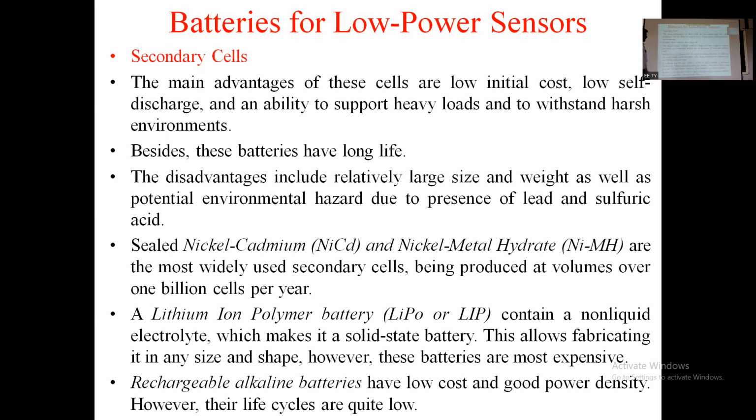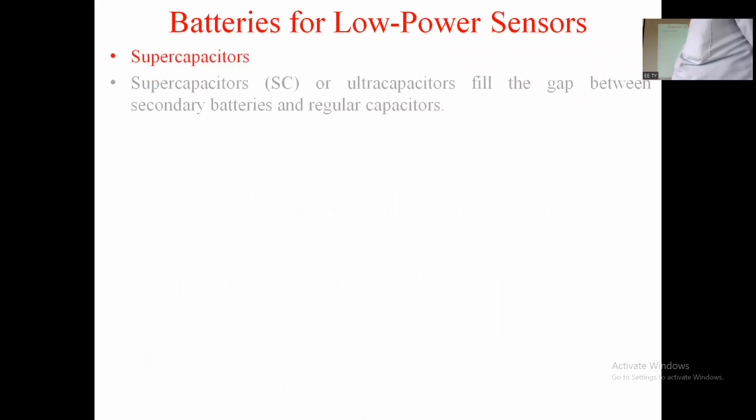Rechargeable alkaline batteries have low cost and good power density. OK, so alkaline type of battery, या सोडून अगोदरची alkaline type of battery बघितली आपण. So these types of battery have a low cost and good power density. However, their life cycle is quite low. So these are the types of secondary cell or secondary type of battery.